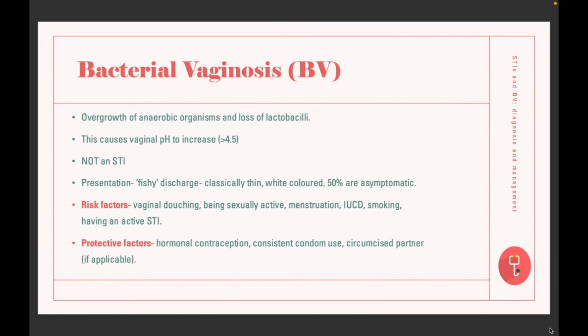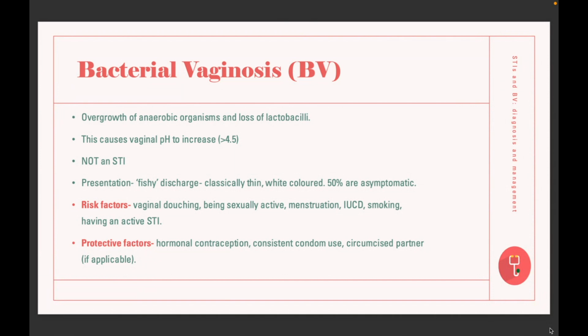So presentation, again for your single best answer exams, the classic will be a fishy smelling discharge. It will classically be thin, white coloured, but it's important to note that 50% of patients that you see with BV are completely asymptomatic and they won't know that they have it. Risk factors for this: vaginal douching, being sexually active, menstruation. I didn't realise why this was, but menstruation increases the pH of your vagina, so anything that causes that to happen increases your risk of BV.